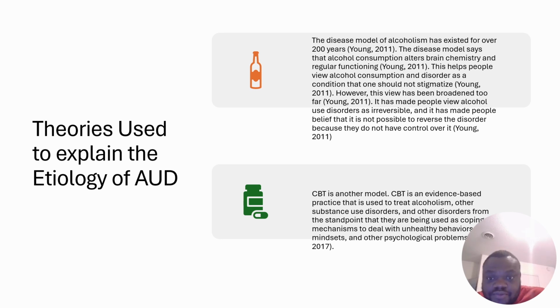This model says that alcohol consumption alters brain chemistry and regular functioning, as already said in some of the research by the APA and Gray. It helps people view alcohol consumption and disorder as a condition that one should not stigmatize. Once you say it's a disease, sometimes people view it as a disease and sometimes not as something that's under one's control.